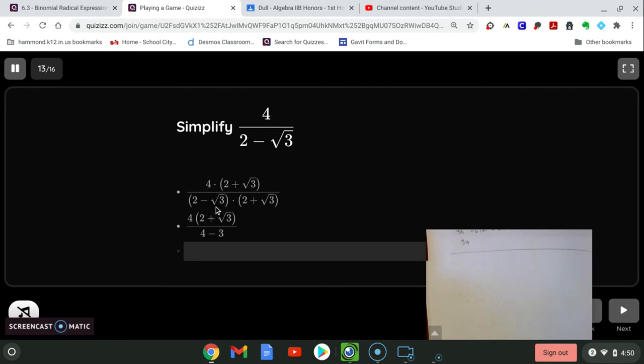The denominator, 2 times 2 is 4. My middle two terms are going to eliminate because they're opposites. And then square root 3 times square root 3. So that's 3. 4 minus 3 is 1. So my denominator now no longer has a radical in it. In fact, it's 1, so I'm not going to write it at all. So I'm left with 4 times the quantity, 2 plus square root 3. Or if you wanted to distribute that, 8 plus 4 times square root 3.